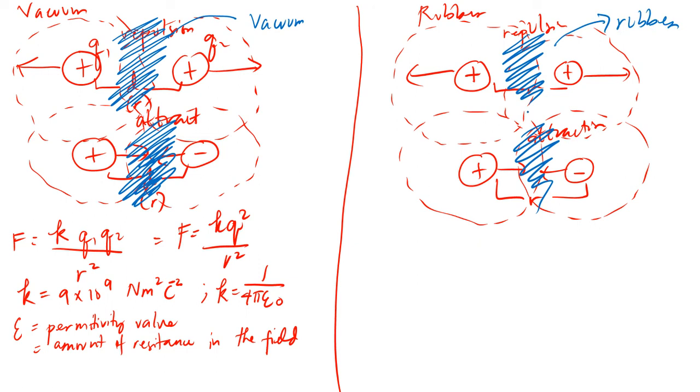Since the material is different, the amount of force experienced by both charges in different environments will also be different. Now, the resistance made by this material is called dielectric. A dielectric is any material that is capable of resisting the electric field exerted by a charge. So we expect that there is less resistance in a vacuum, and more resistance in the rubber.